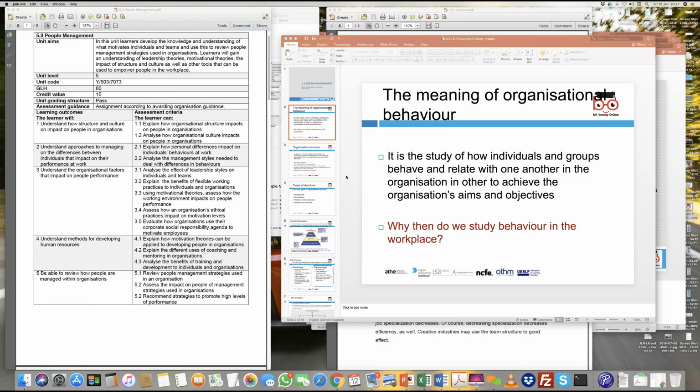So organization behavior, and the structure and culture of organizations are quite closely linked, because an organization essentially is made up of a set of people and they behave in a particular manner. They show some kind of attitude, and because of their behavior and attitude, the organization then portrays a certain kind of culture.